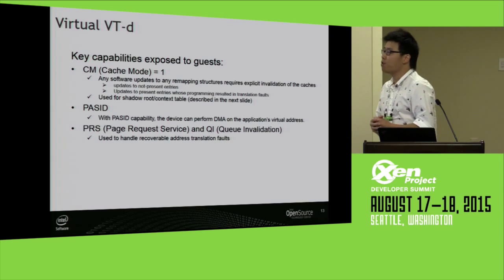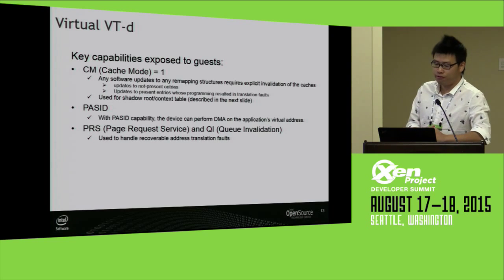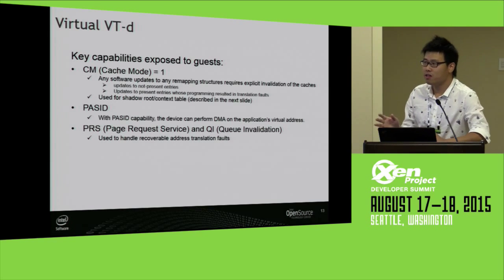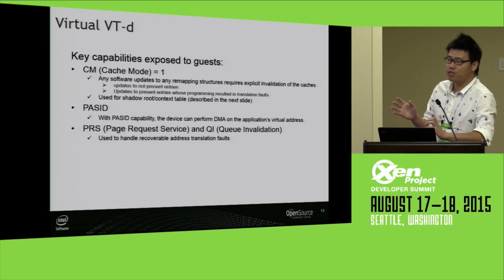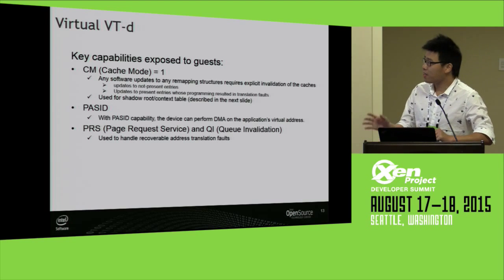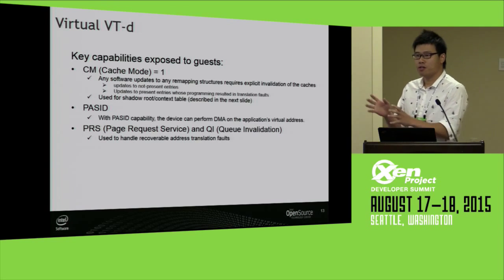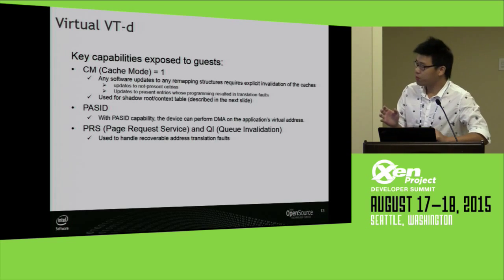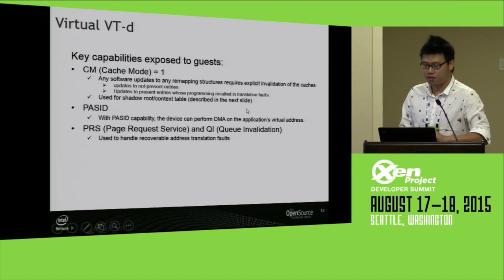We need to expose cache mode as 1 to the guest. This is very important for us because the spec says that any software updates to any remapping structures need to do explicit invalidation of the caches if the CM is 1. That includes the updates to the not-present entries and the updates to the present entries resulting in translation fault. So this rule is very important for us to shadow the extended root table and the extended context table. There is a more detailed description about this shadowing on the next page.